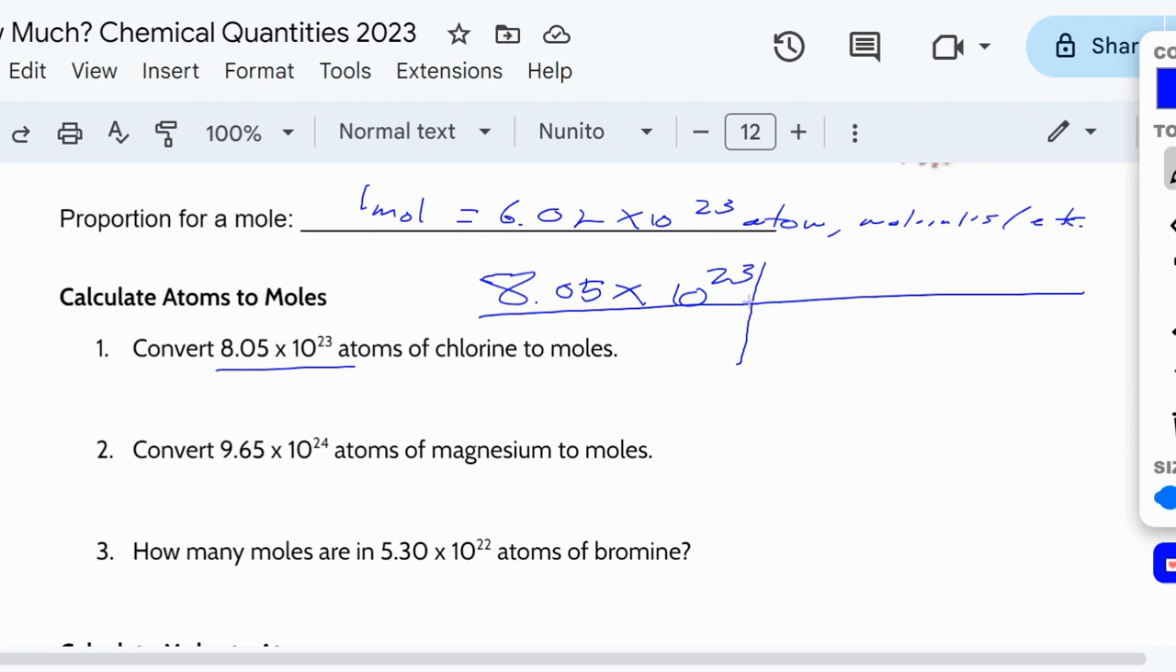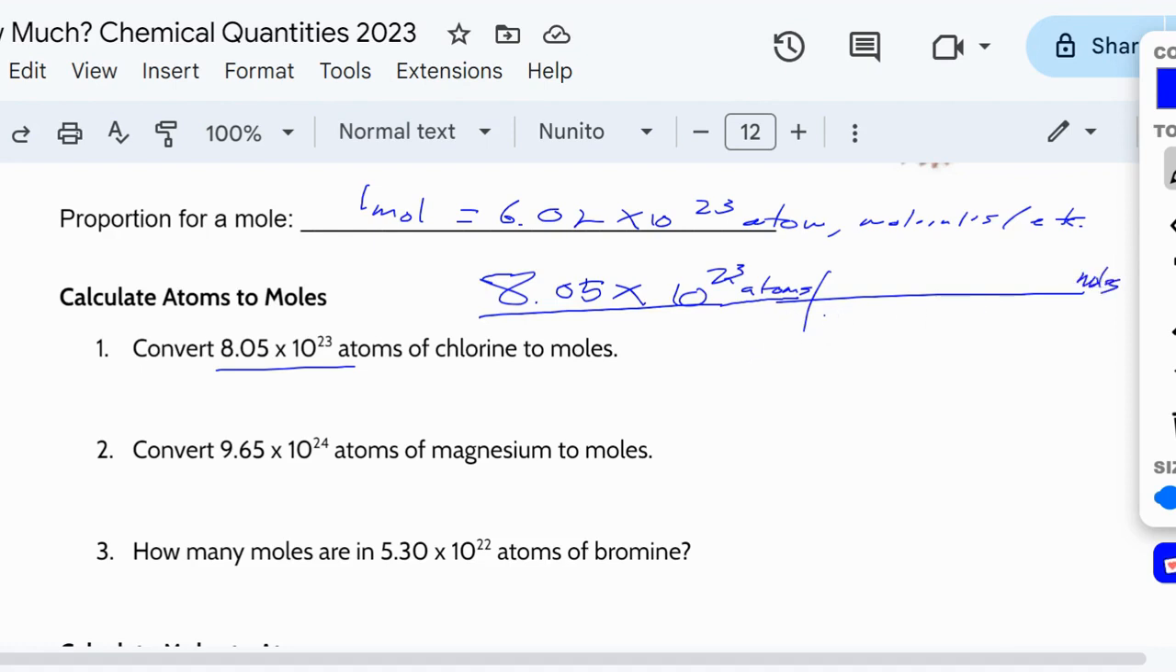Let's see, I made a mistake there. Let's go back and fix that. I did not put the units. You've got to put the units, otherwise nobody will know what you're talking about. So that is atoms.